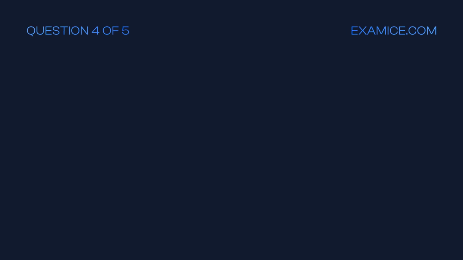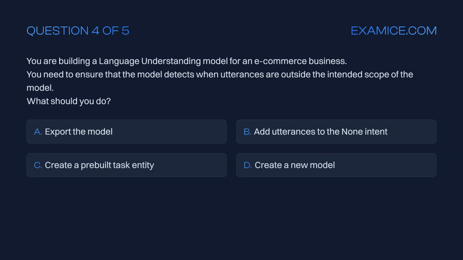Question 4. You are building a language understanding model for an e-commerce business. You need to ensure that the model detects when utterances are outside the intended scope of the model. What should you do? Option A, export the model. Option B, add utterances to the none intent. Option C, create a pre-built task entity. Option D, create a new model.